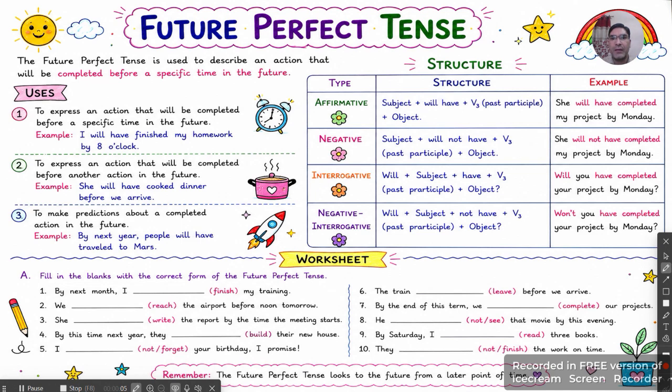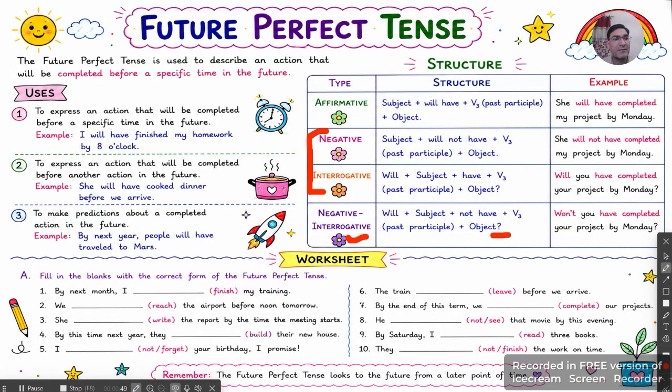Interrogative sentence. In interrogative sentence, we use will before the subject. So the sentence will be, will you have completed your project by Monday? Negative interrogative sentence. So again, this is the combination of interrogative and negative. Will the subject plus not have plus third form of the verb plus object and question mark. Won't you have completed your project by Monday? Or will you not have completed your project by Monday? So when we speak interrogative sentences, our tone should also be the same.